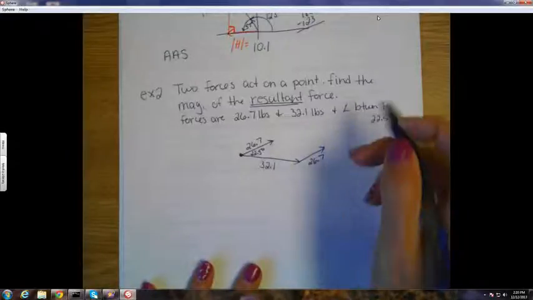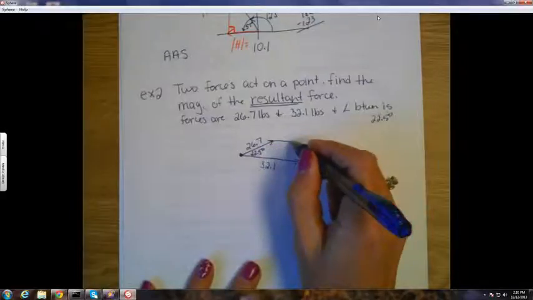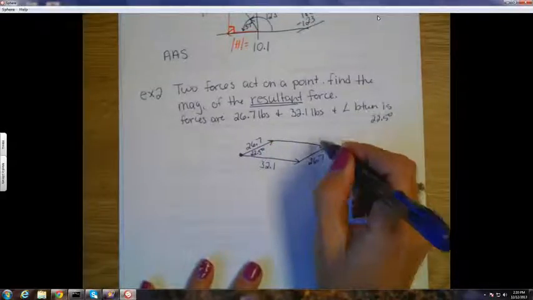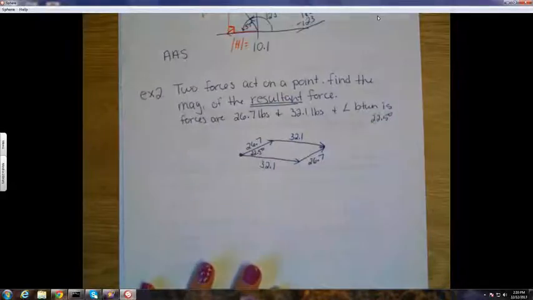Or we could have slid the 32.1 up. Either way, you only have to move one of them. And when I move both, what shape do I make? Parallelogram. Tell me what you know about the angles inside this parallelogram.